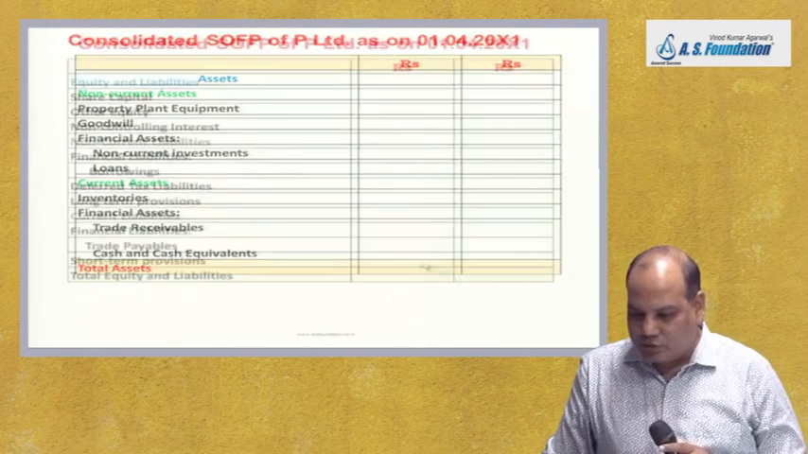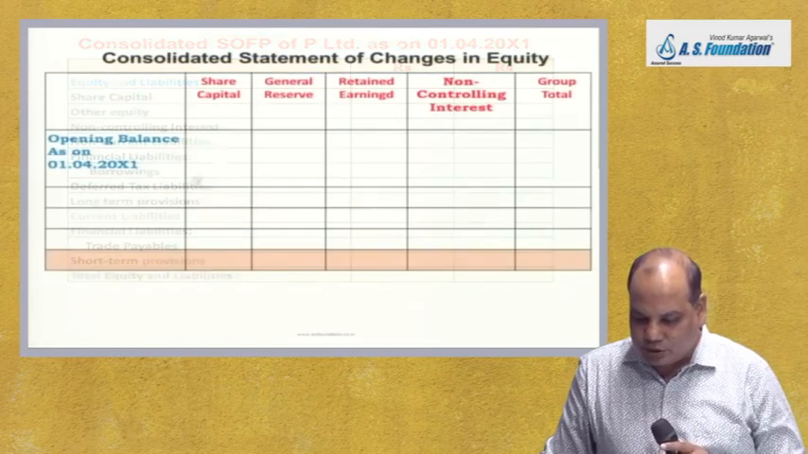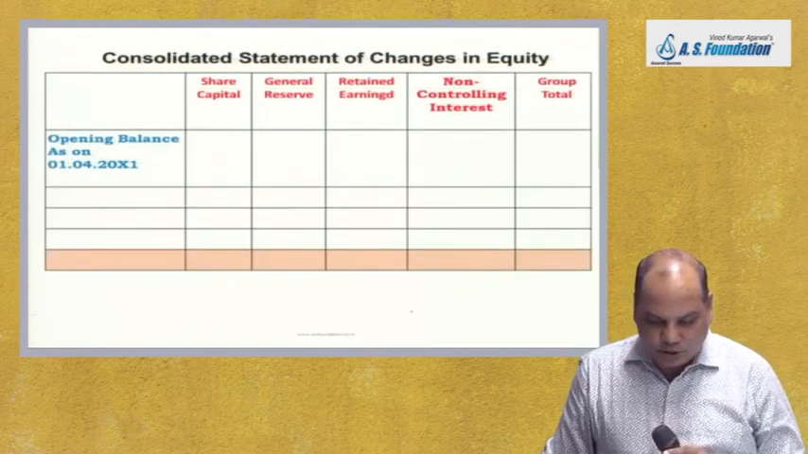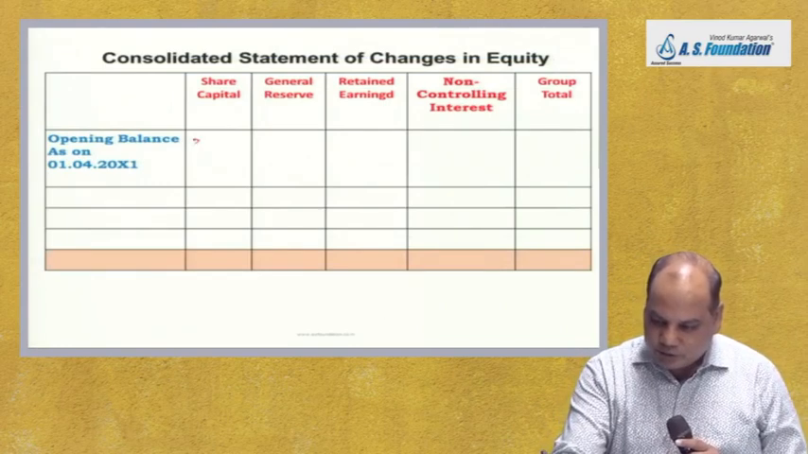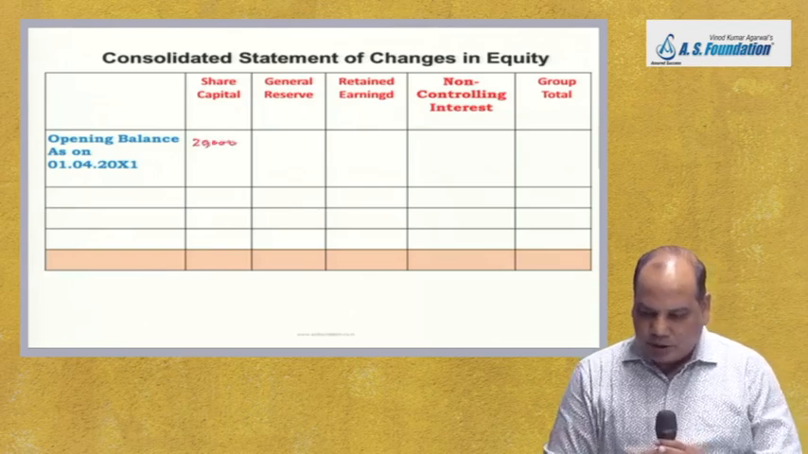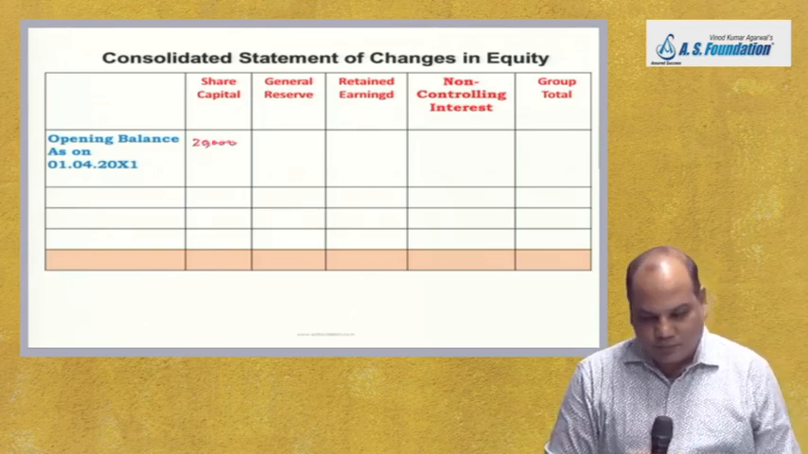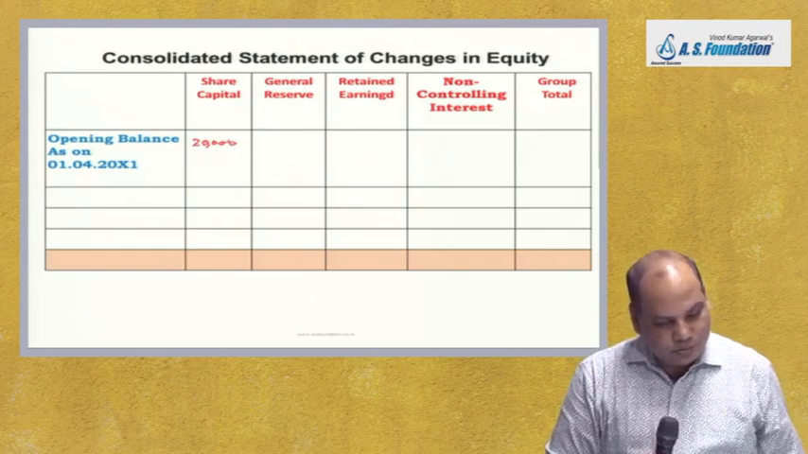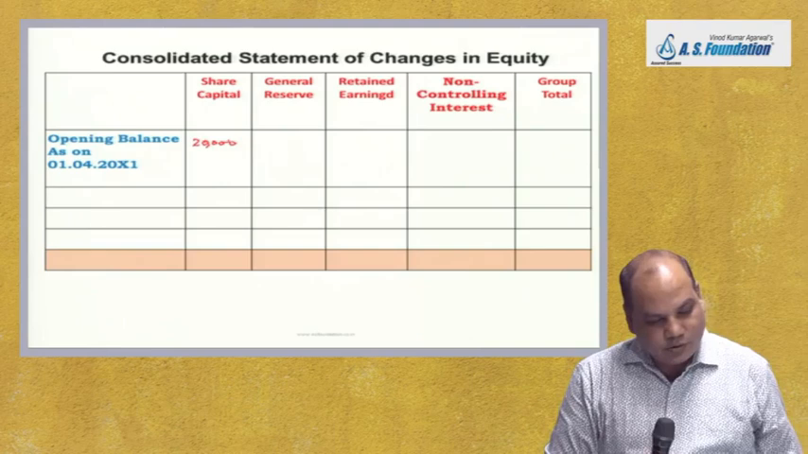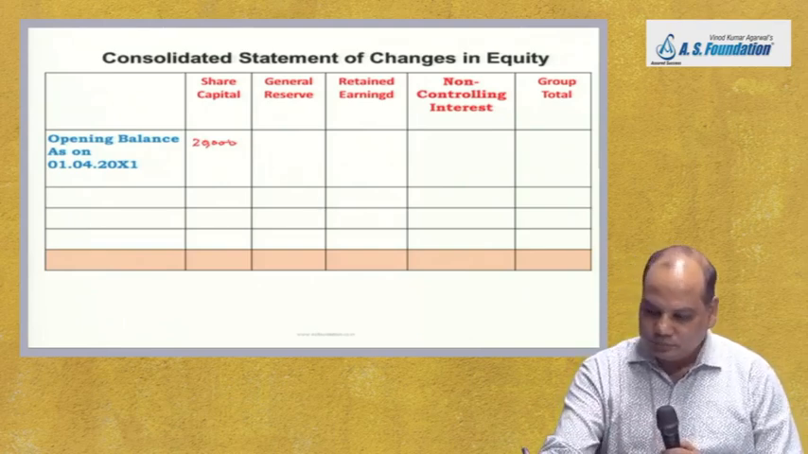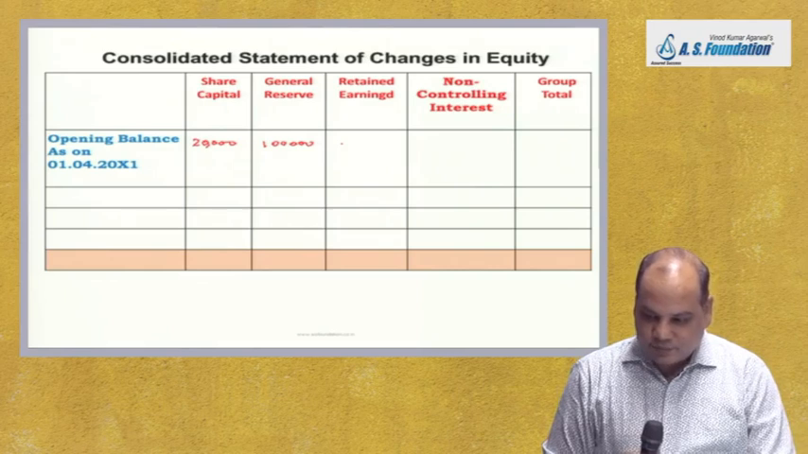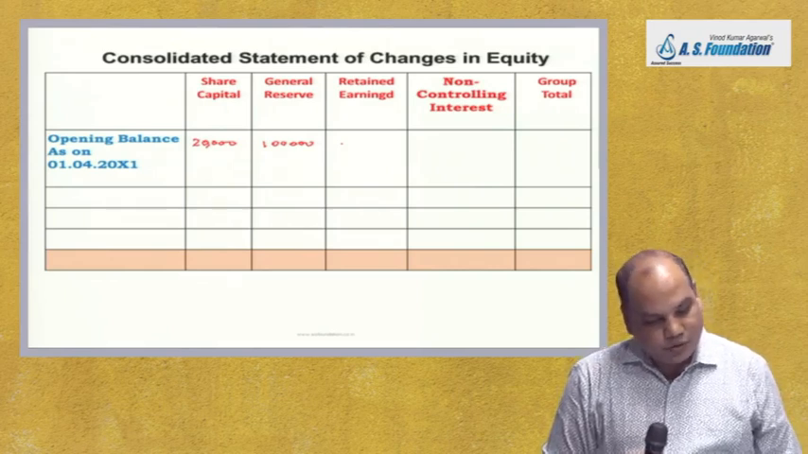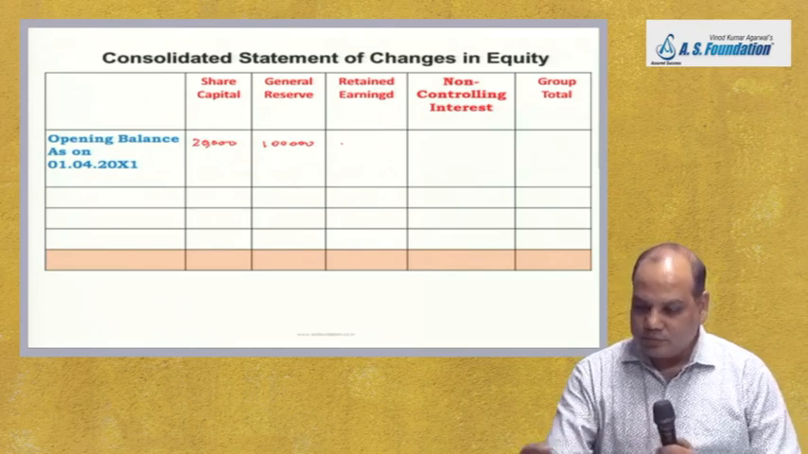Right. Let us try share capital. First come to SOCIE. In SOCIE, share capital write down only of the parent company. How much is that? And parent company's general reserve is how much? 1 lakh. And retained earning is how much? 20,000. General reserve is 1 lakh and retained earning is 20,000. Right.